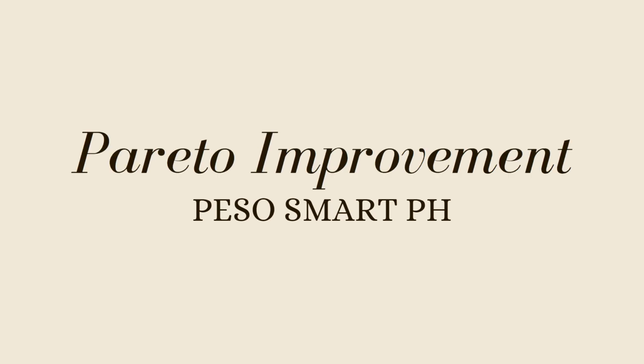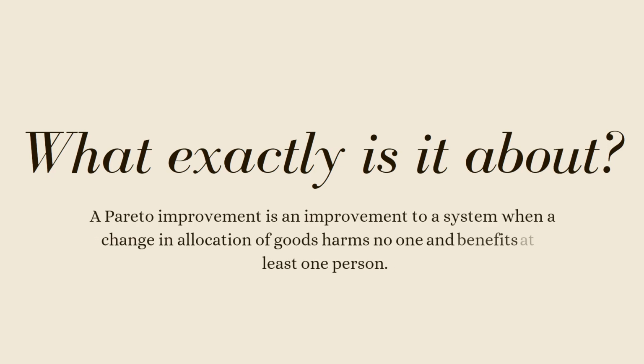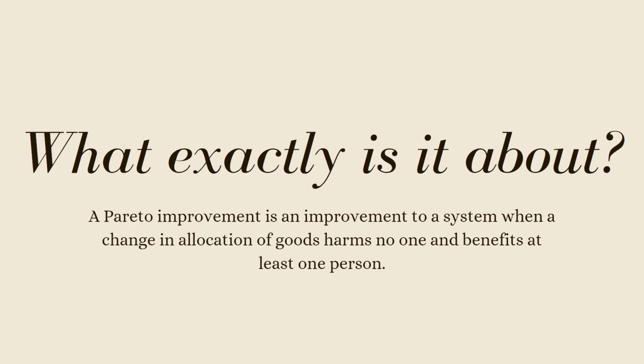Today, let's talk about Pareto improvement. So what exactly is it about? A Pareto improvement is an improvement to a system when a change in allocation of goods harms no one and benefits at least one person.